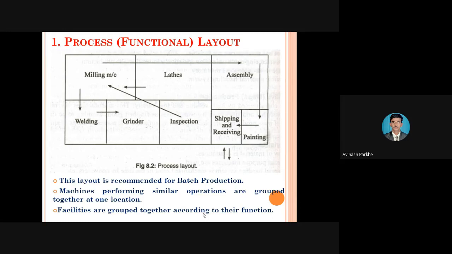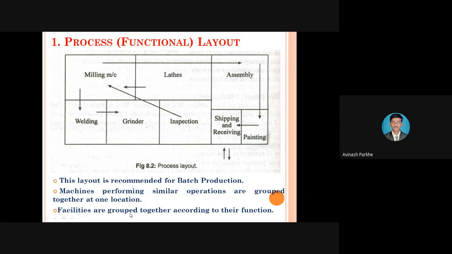Then what is meant by batch production? Batch production means we are manufacturing the product, but in very small quantity. Similar types of products we are manufacturing at one location only. So that particular concept or layout that I am utilizing is called a process layout. You can see in this figure, the machines performing similar operations are grouped together at one location only.